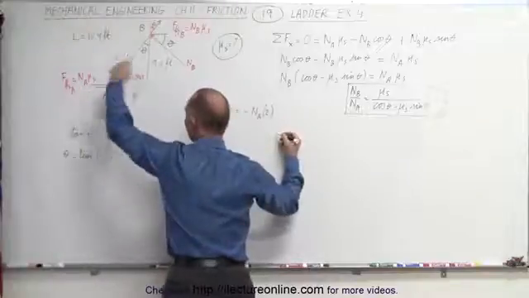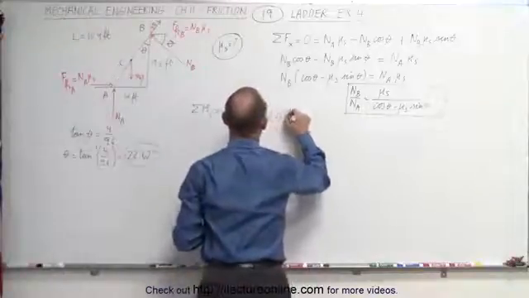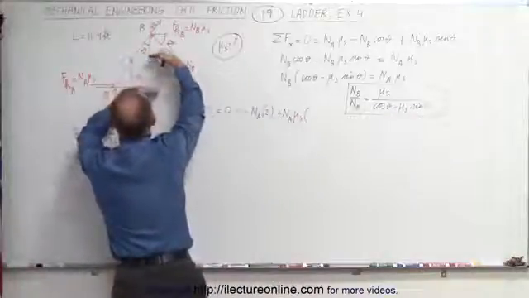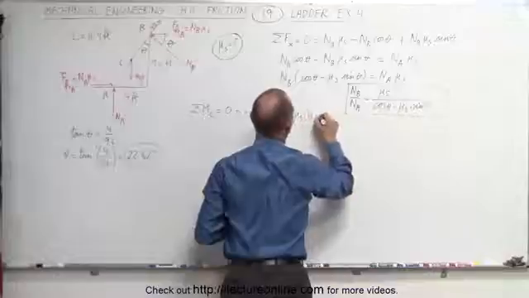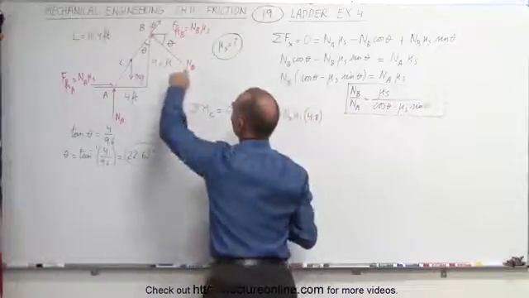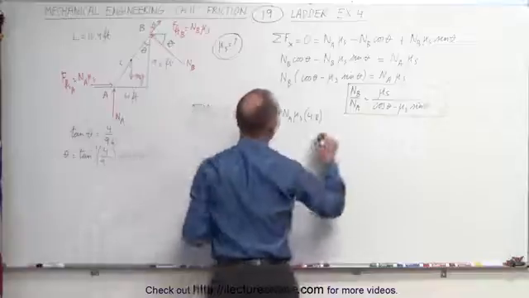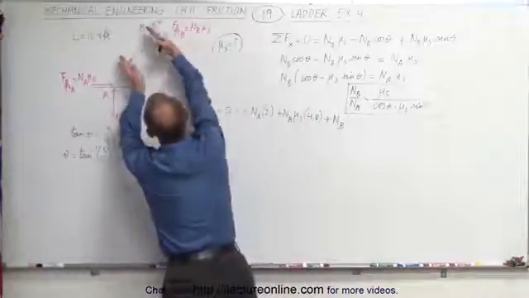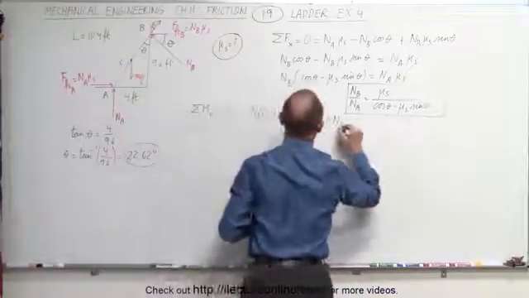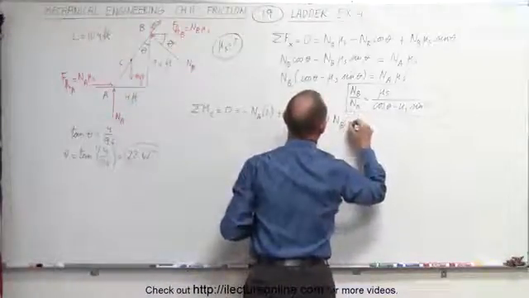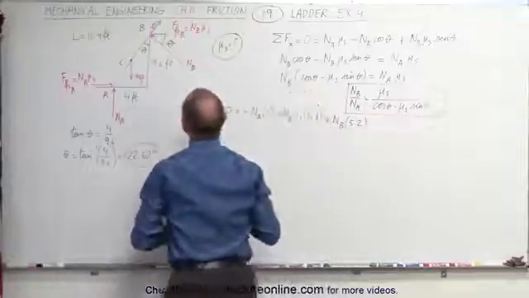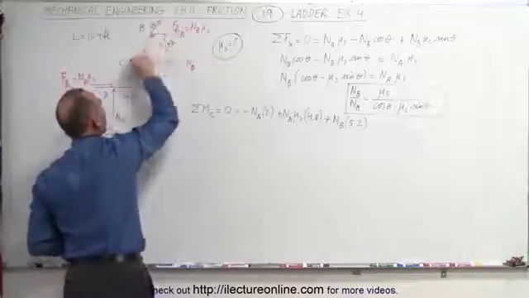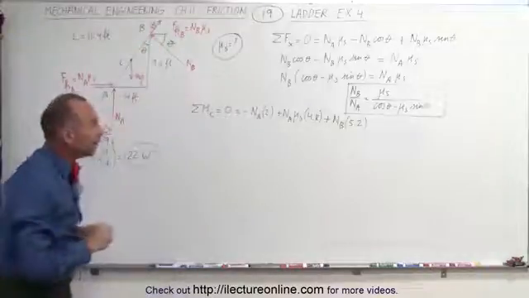And then we have plus n sub a mu sub s times this distance right here, which is half of 9.6, which is 4.8. And then we have n sub b, which gives us a counterclockwise moment, so plus n sub b times this distance, because it's perpendicular to the ladder, which is half of 10.4. That would be 5.2. And then we don't have to worry about friction b because it's along the line of the ladder, that line of action goes right through the pivot point. So we don't need to worry about that.